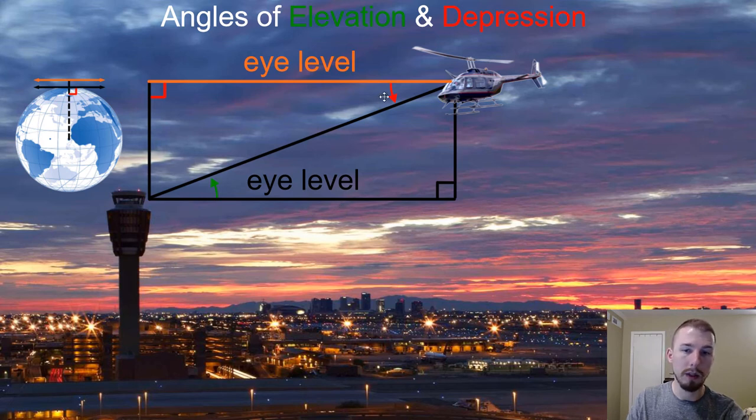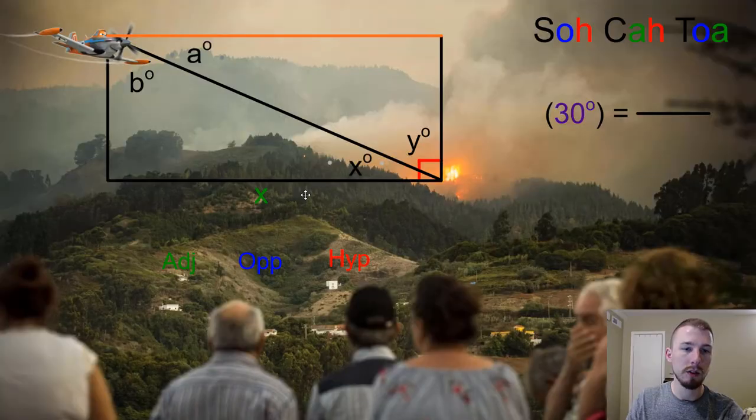And so they are parallel, meaning these two angles are alternate interior angles to each other, so they're going to be congruent. The angle that the helicopter looks down to the air traffic control from eye level is the exact same angle of elevation that the traffic control looks up to the helicopter. So let's look at an example here.